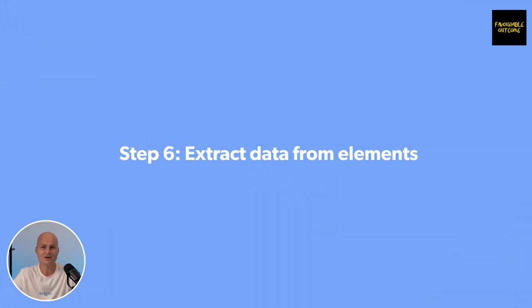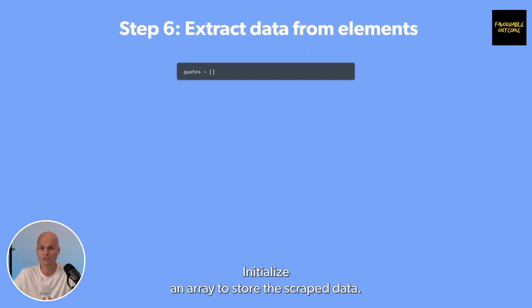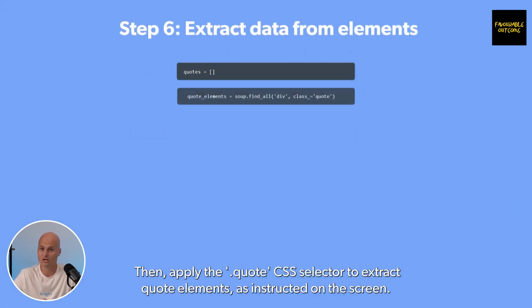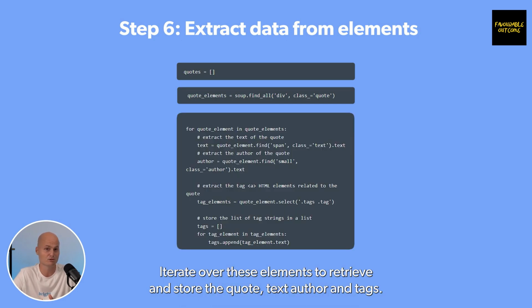Step 6, extract data from elements. Initialize an array to store the scraped data. Then apply the .quote CSS selector to extract quote elements as instructed on the screen. Iterate over these elements to retrieve and store the quote text, author, and tags.